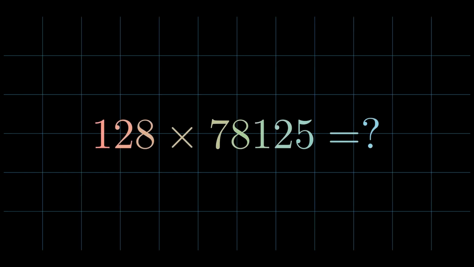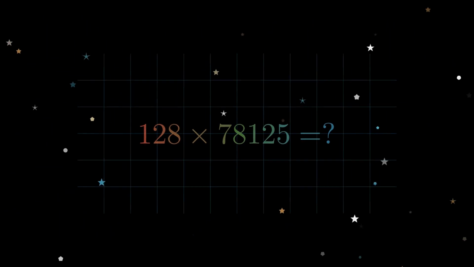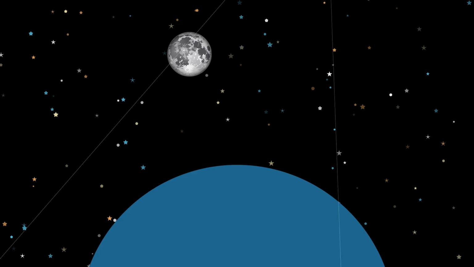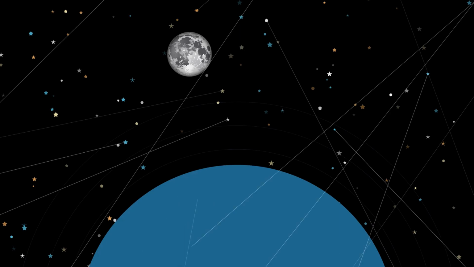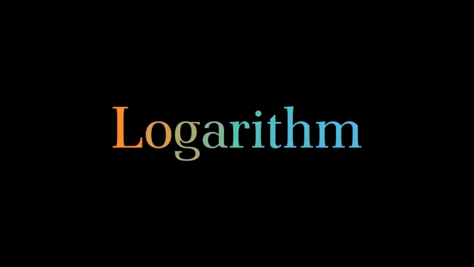Can you solve this multiplication problem fast and accurately? Looks impossible to do quickly, right? For centuries, people struggled with massive calculations, especially astronomers, until one clever idea made everything simpler, faster, almost magical. That idea is the logarithm. And by the end of this series, you will be able to do calculations that once seemed impossible.